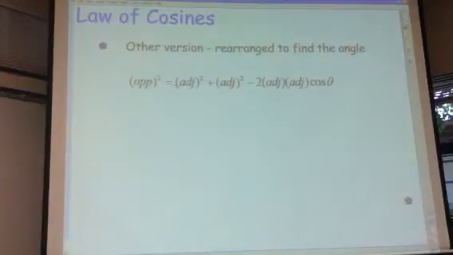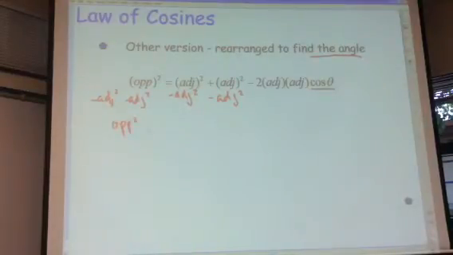Now, what if I'm not looking for the side, but I'm actually looking to find the angle, and I want to work backwards? So that means I want to unbury this. Well, I'm just going to rearrange this formula to make it easier for me to substitute so I can find the cosine of theta. I'm going to subtract the adjacent squared minus this adjacent squared from both sides. And my formula looks like this.